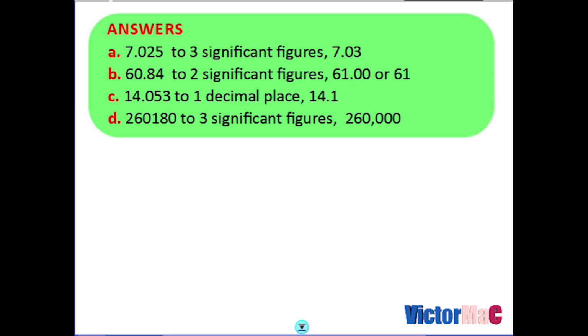All right, here we go. These are the answers we have here. For the first one, it is 7.03 to the nearest 3 significant figures. For the second one, to the nearest 2 significant figures, it is 61.00 or 61. For the third one, it is 14.1 to the nearest 1 decimal place, or you call it nearest 10th. And then the last one, the answer is 260,000 to the nearest 3 significant figures.